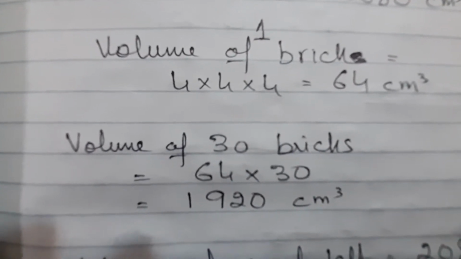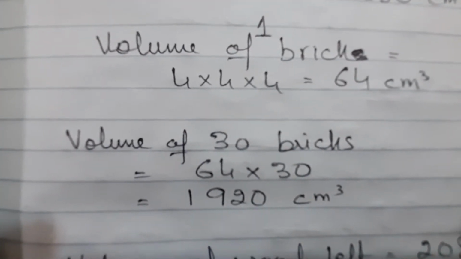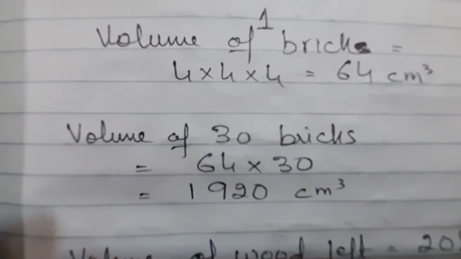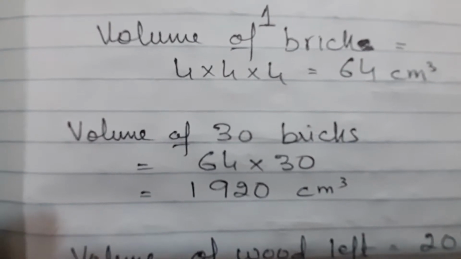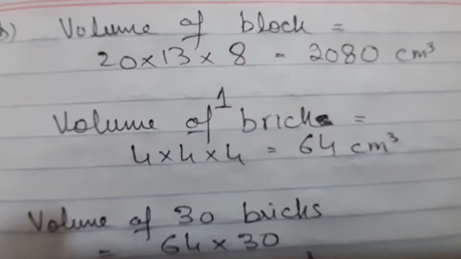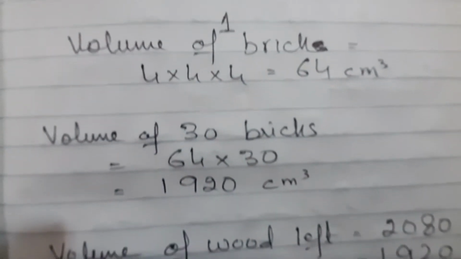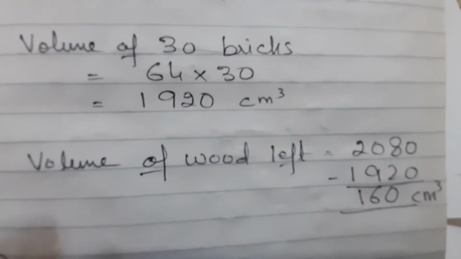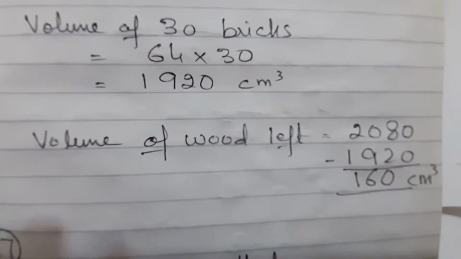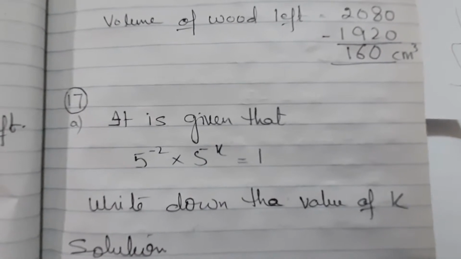is 1920, because the volume of one brick is 64. So 1920 volume will be used out of 2080, which was the volume of the block. So now if I subtract, I get 160 cubic centimeter. So this much volume will be left behind.